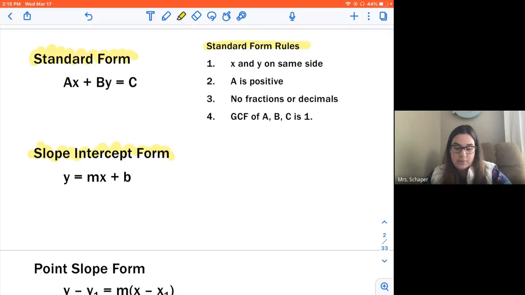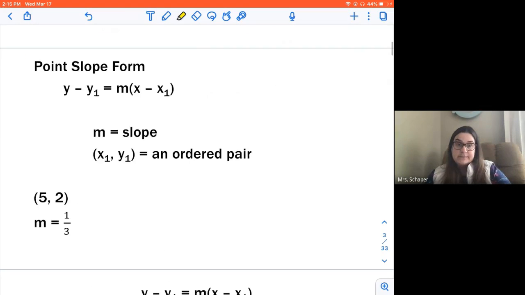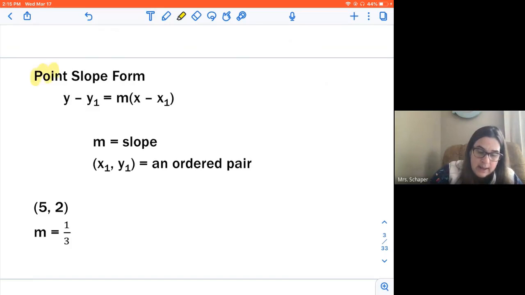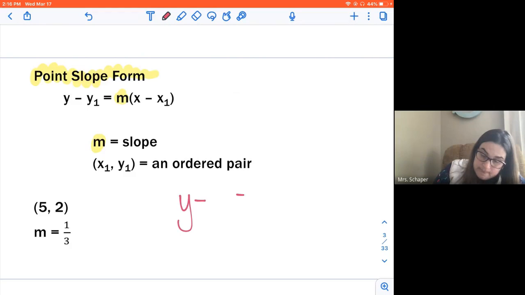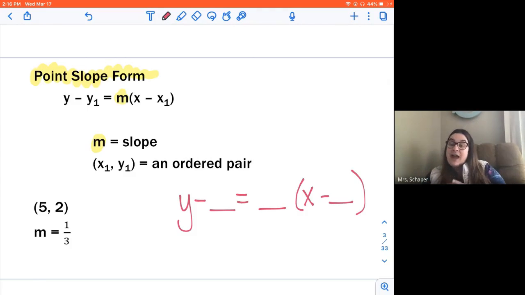So getting into point slope, this is what it looks like. Point slope form is y minus y sub 1 is equal to m times the quantity x minus x sub 1. M is your slope, that stays consistent. And x sub 1, y sub 1 is going to be an ordered pair on that line. So for example, if I was going to write an equation in point slope form, I would leave these as blanks as a reminder that that's where my numbers go. I need to fill numbers in for each of these pieces.